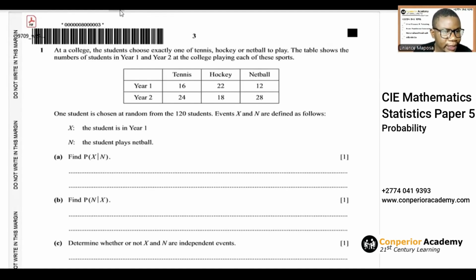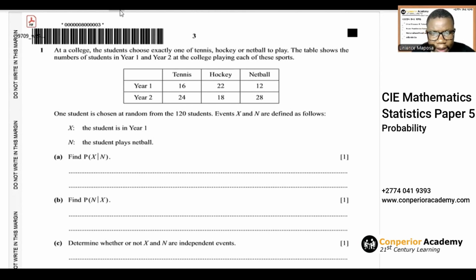I have a question here that says, at a college, the students choose exactly one of tennis, hockey, or netball to play. The table shows the numbers of students in year 1 and year 2 at the college playing each of these sports. So then you have this table with all the data relating to this information here. One student is chosen at random from the 120 students. That means if you add up all these numbers, n is equal to 120. That is our sample size.